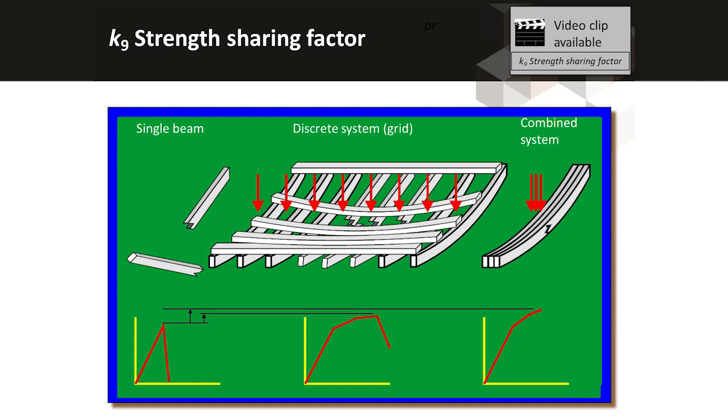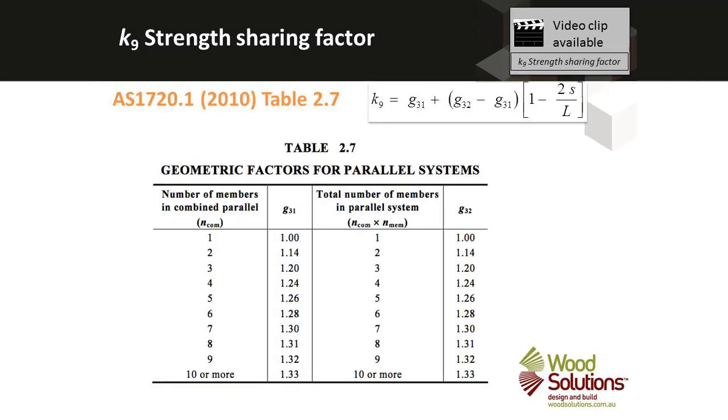And in design, we count up the number of members that are intimately connected, the NCOM. In a discrete system, we count up the number of members that can share the load across the discrete system, and we use this table to evaluate some parameters that are used to evaluate K9. K9 will have a value of bigger than 1. So the larger the strength sharing possibility is actually going to increase the capacity of the whole system.